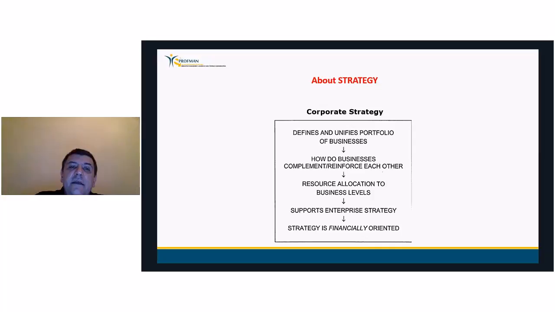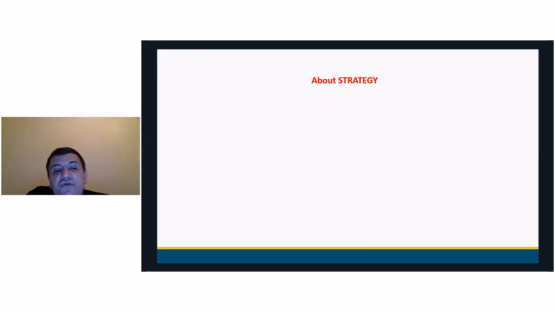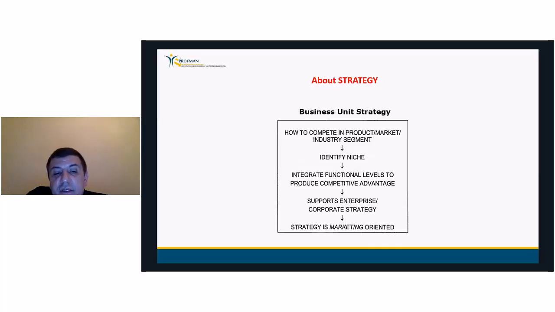And the next level of strategy is business unit strategy. This strategy is the responsibility of the general manager of a business unit in an organization. He or she must translate the statements of direction and intent generated at the corporate level into concrete objectives and strategies. And business strategy usually covers a single product or a group of related products or services.